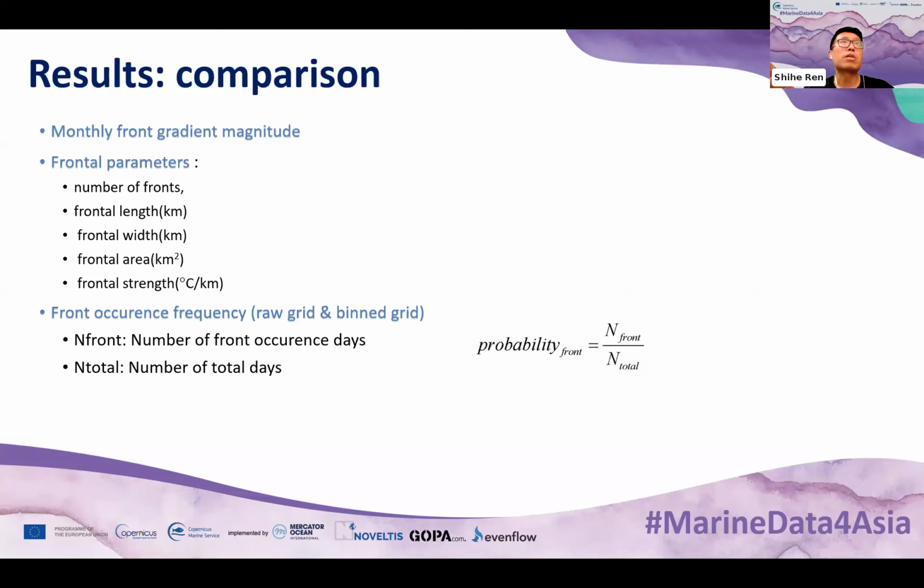The comparison of GLORIES and AVISO includes these parts: monthly front gradient magnitude, frontal parameters, and frontal occurrence frequency, for both the raw grid and the beam grid. For the frontal spatial pattern of occurrence frequency, n_front means the number of frontal occurrence days, and n_total means the number of total days. So the frequency equals n_front divided by n_total. It can show the spatial patterns of front occurrence.